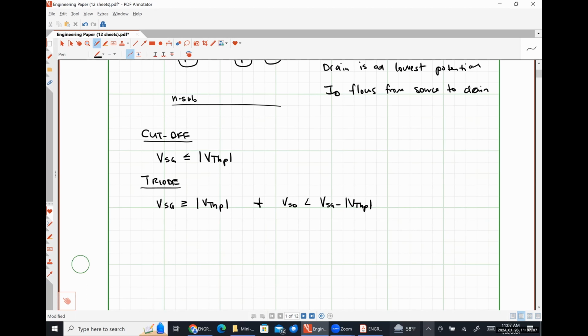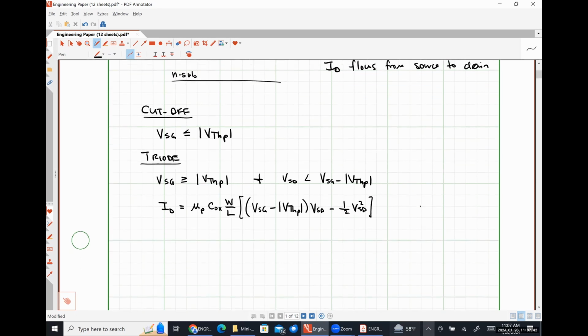And under these conditions, our drain current ID becomes mu P Cox W over L times VSG minus the absolute value of VTHP times VSD minus 1/2 VSD squared, or K sub P times VSG minus the absolute value of VTHP times VSD minus 1/2 of VSD squared.